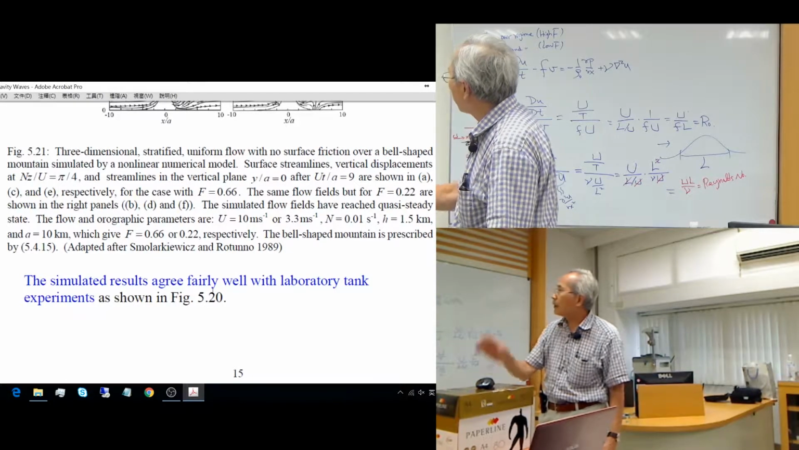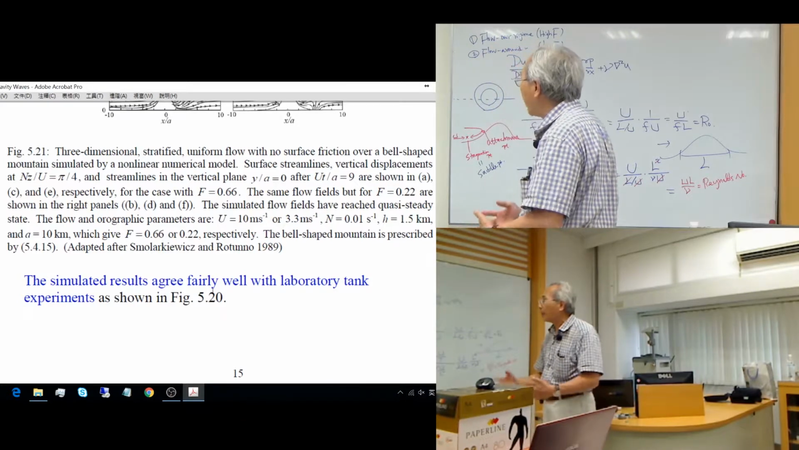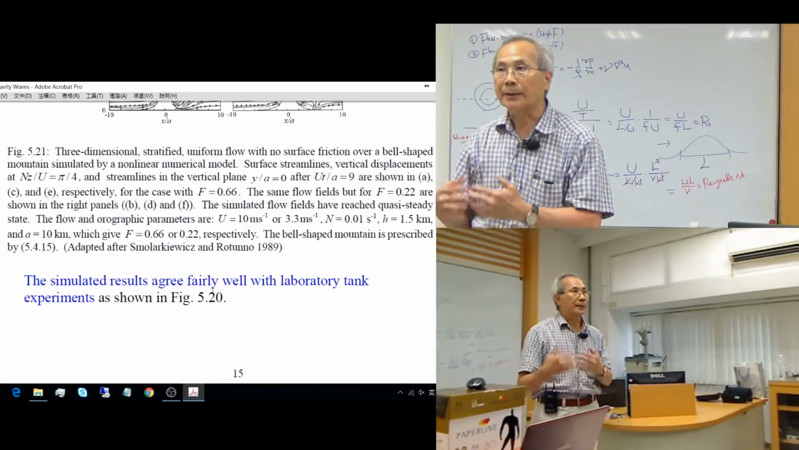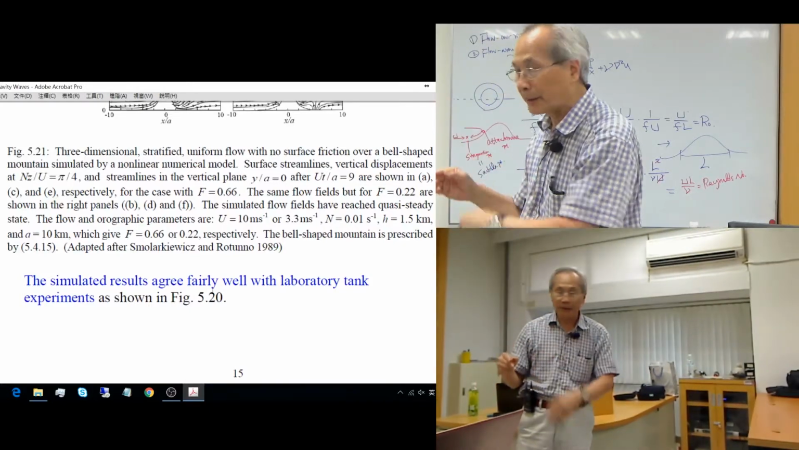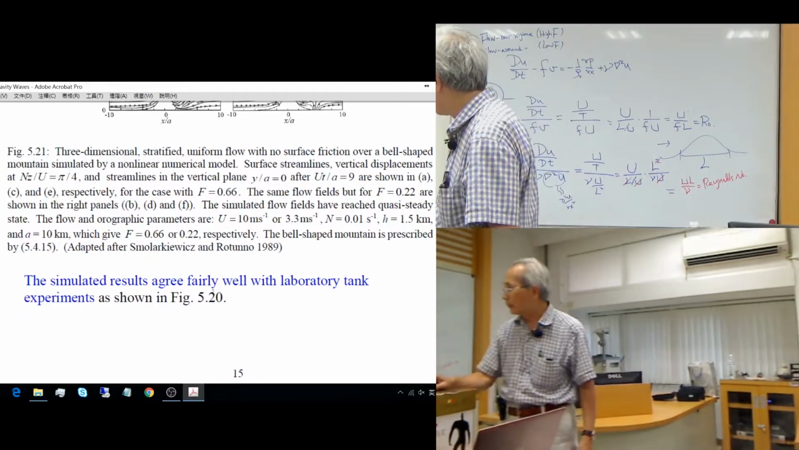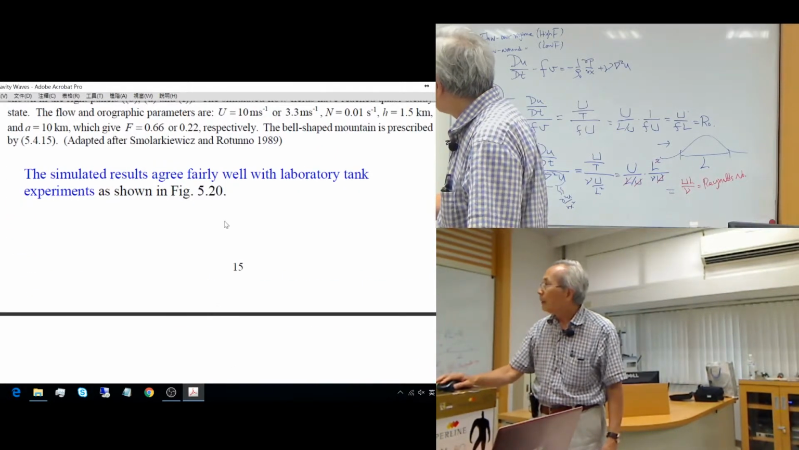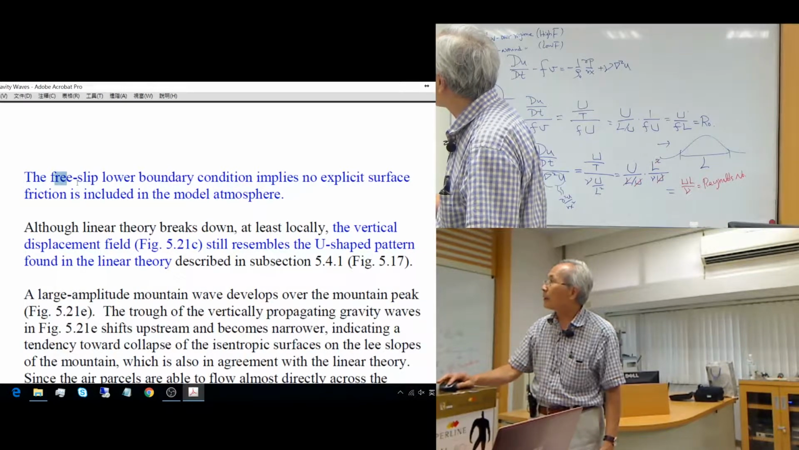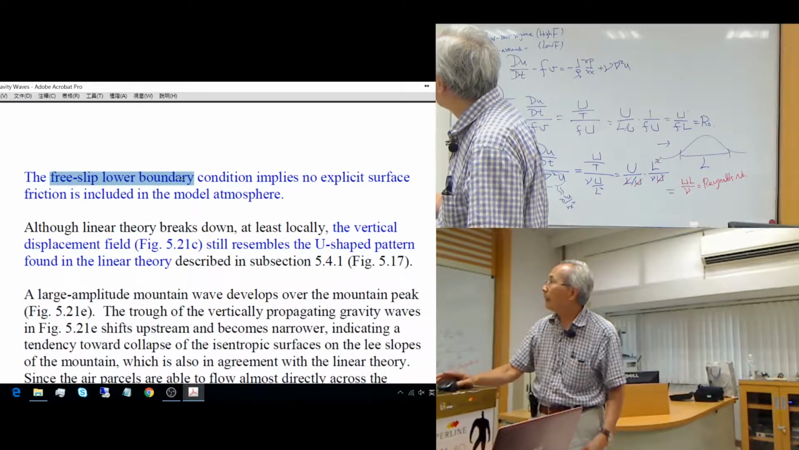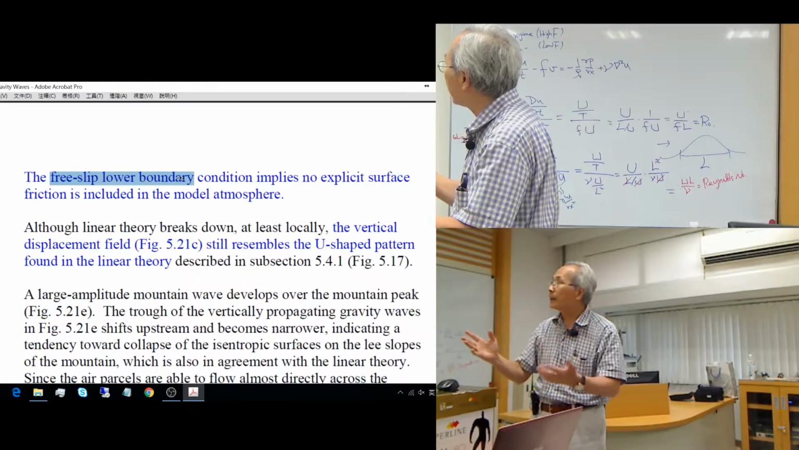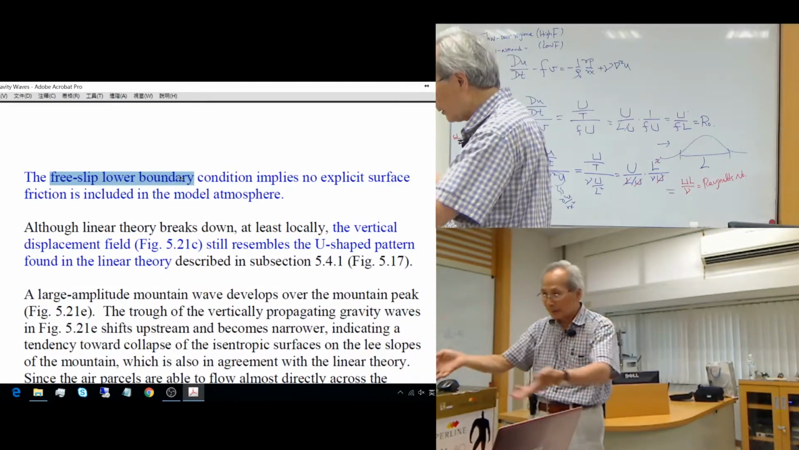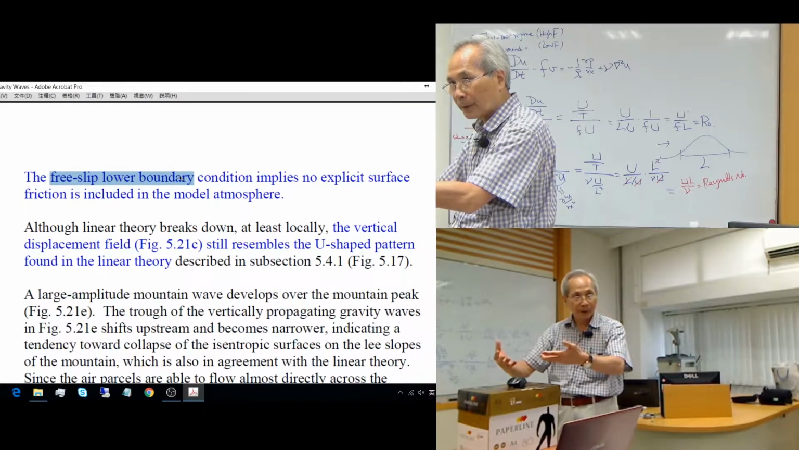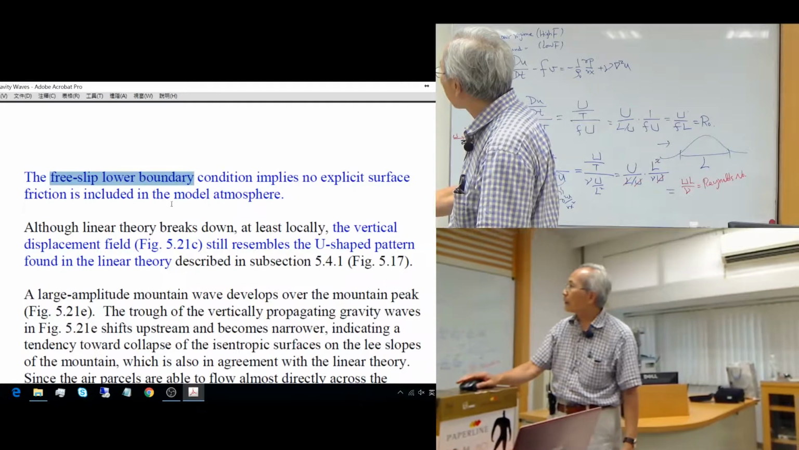So the similar results agree very well with the laboratory tank experiment, like Snyder's, the previous figure as shown in 5.20. Now the problem is they apply free-slip lower boundary conditions, and there's no explicit surface friction. So where does the vorticity come from? They try to explain that.